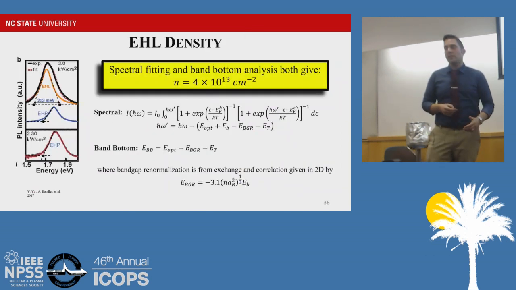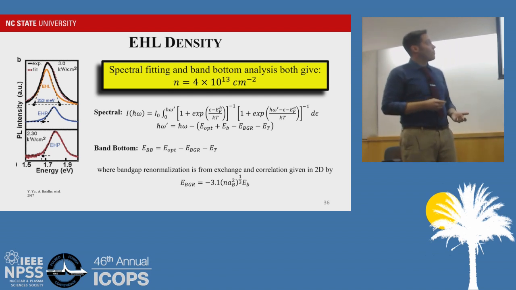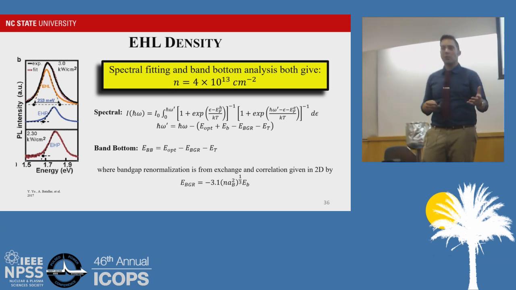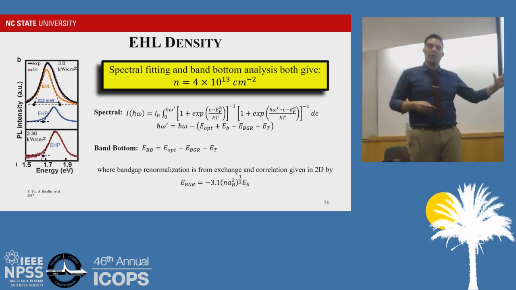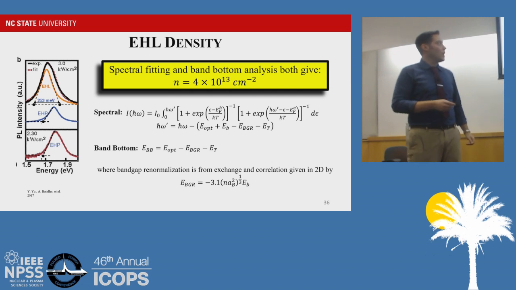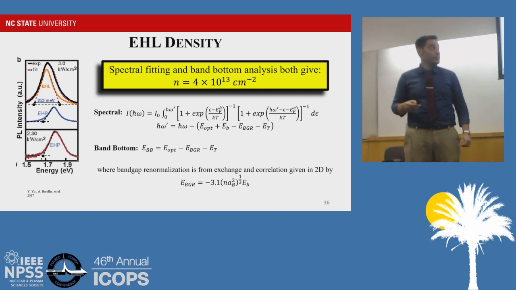We also looked at the densities. We want to know how dense this thing is, and does it match up to the theory or not? Going through this nice, lovely equation showing the intensity of the spectrum as a function of the Fermi energy and other parameters, we can figure out the charge density. It's an integral equation, but what this really boils down to is how wide it is and how far redshifted it is. That can tell you what the charge density is. And in doing that, we found that the charge density is 4 times 10 to the 13 per centimeter squared. That's really high for a semiconductor.